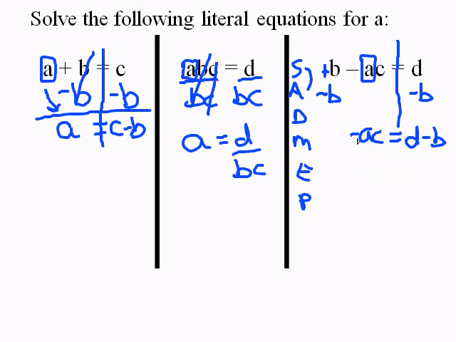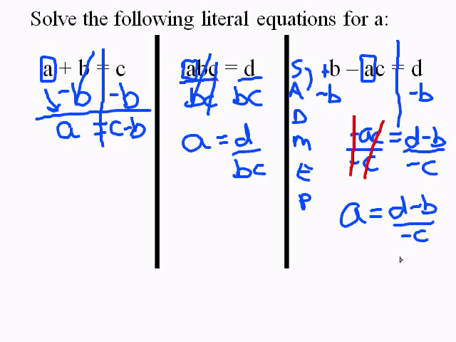Now, I still have a negative and a c left with the a. It's a little bit tricky, but I can get rid of the negative and the c at the same time by dividing by a negative c. So I divide the left side by negative c, I can divide the right side by negative c. The reason this works is because a negative over a negative is a positive, so I got rid of the negative sign, and c over c is 1. Altogether, this leaves me with just a. A is equal to d minus b over negative c.